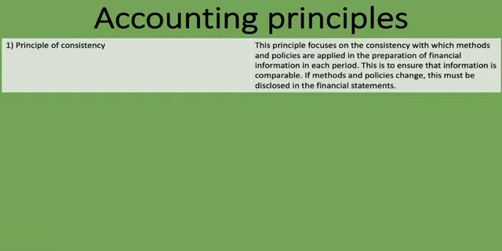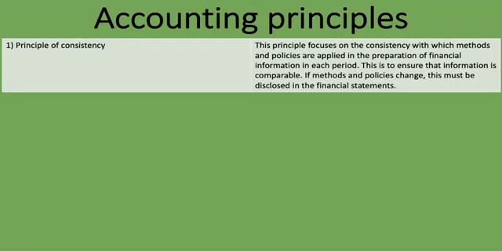So, as the word consistency says, we have to be consistent in our preparation of financial information. If we're going to look at a set of financial information for a specific company over a few periods, maybe 2 years, we should be confident that this information was prepared in a consistent manner from one period to another. And as it says here, if methods and policies change, this must be disclosed in the financial statements so that the users are able to take that into account when they are analyzing the financial statements.